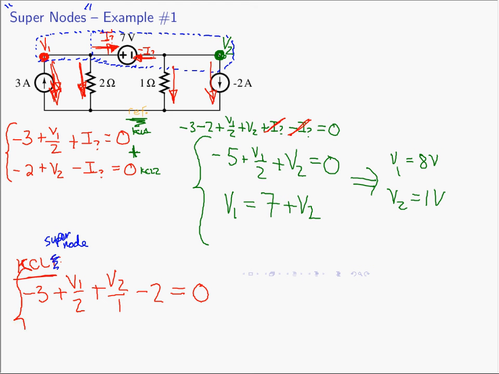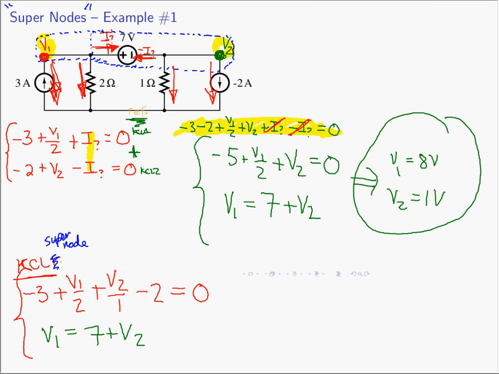So now we have one equation and two unknowns, and that is the exact same equation that we found right here by adding those two equations together. So the supernode, by combining node 1 and node 2 and writing KCL for the currents leaving the supernode, gives you the equation that results when you add these two individual equations together. Of course, we still have one equation and two unknowns. We need one more equation, and that again comes from the fact that V1 is 7 more than V2. Then we can solve and find the answers of 8 and 1 once again.